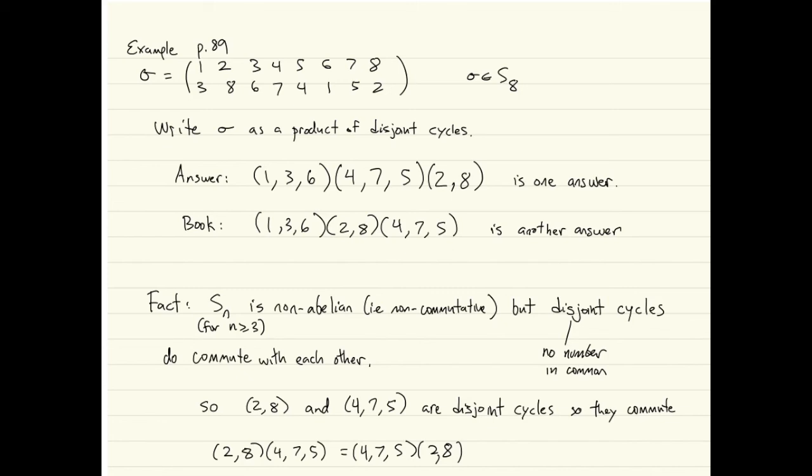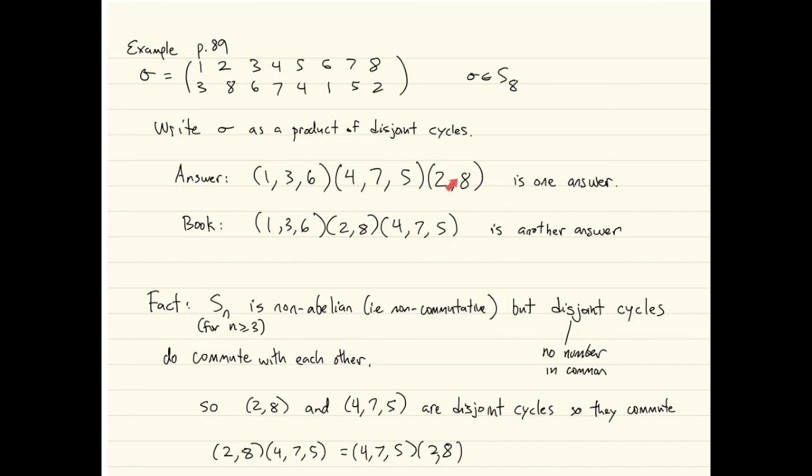Okay, then we still haven't exhausted the numbers 1 through 8, so we open a new cycle and start off with a number that hasn't appeared yet. 2 has not appeared yet, so I ask, what does sigma do to 2? It sends 2 to an 8. What does 8 go to? It goes to 2, and then I close that cycle. Okay, so this is one answer.